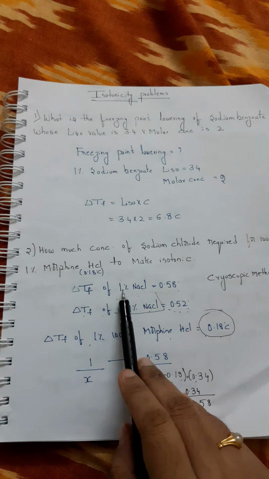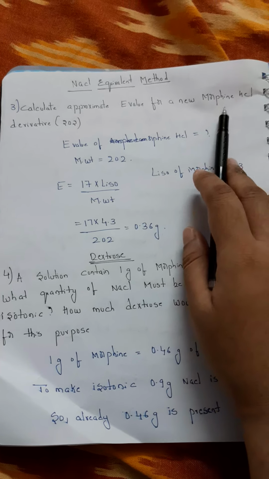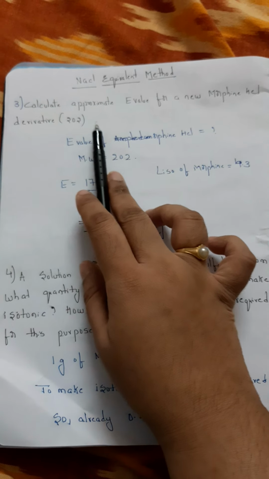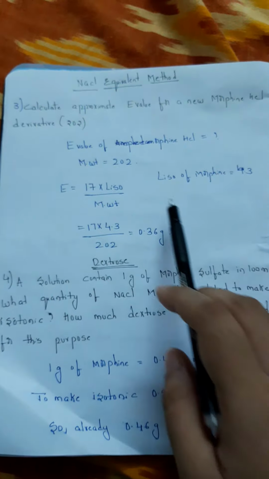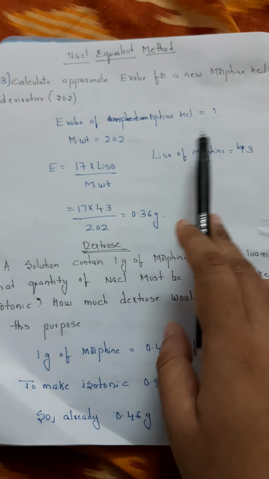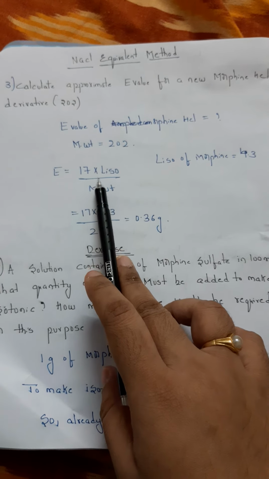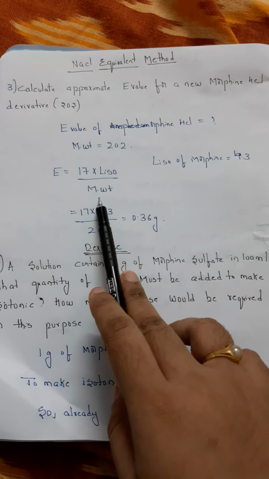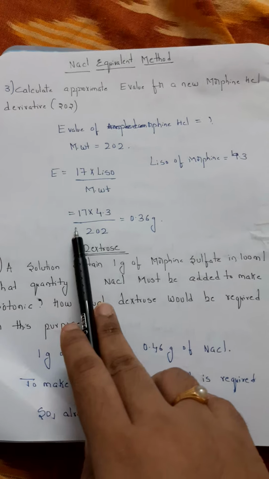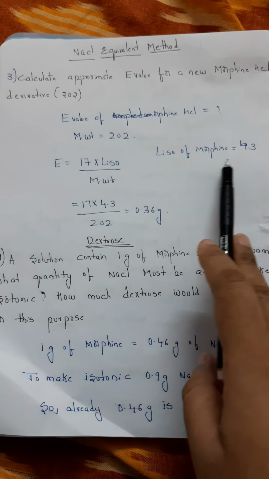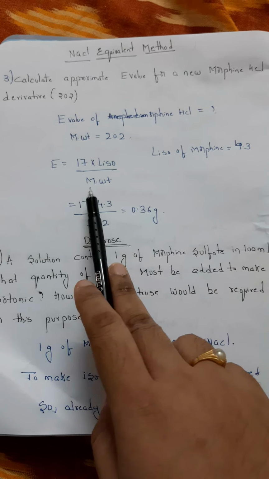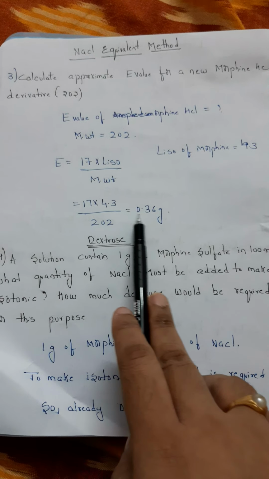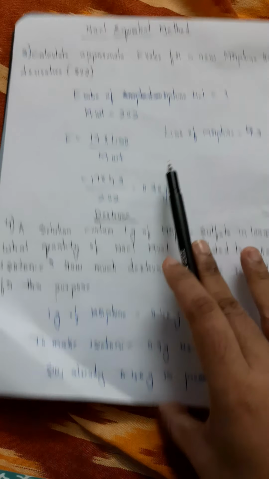Next one is the sodium chloride equivalent method. Calculate the equivalent value for a new morphine hydrochloride derivative whose molecular weight is 202. So according to the sodium chloride equivalent method, E is equal to 17 into L-iso value of morphine hydrochloride by molecular weight of morphine hydrochloride. So L-iso value of morphine hydrochloride is 4.3 and molecular weight is 202, that is equal to 0.36 grams.